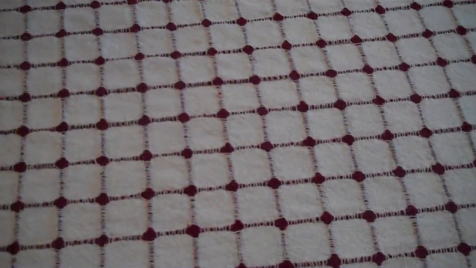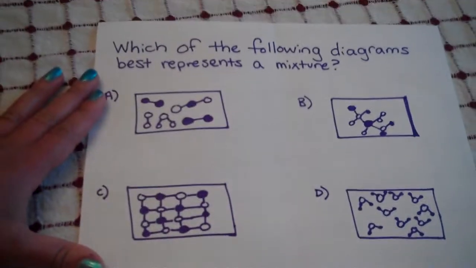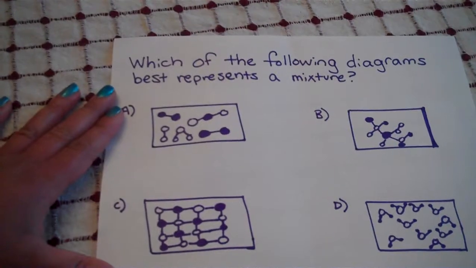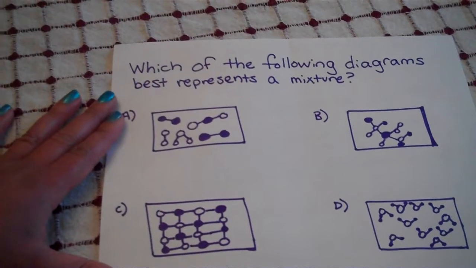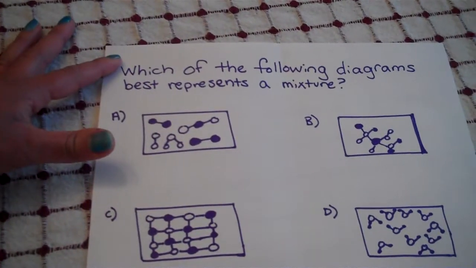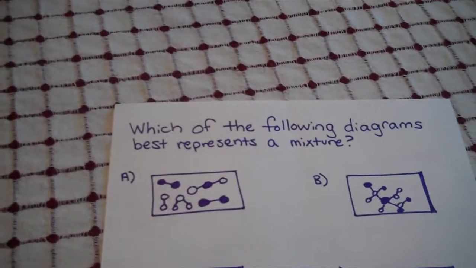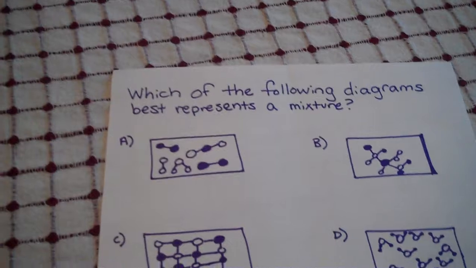Okay. The next question I have for you is about mixtures. First of all, a mixture is something where two or more substances are not chemically combined. The prompt says, which of the following diagrams best represents a mixture?